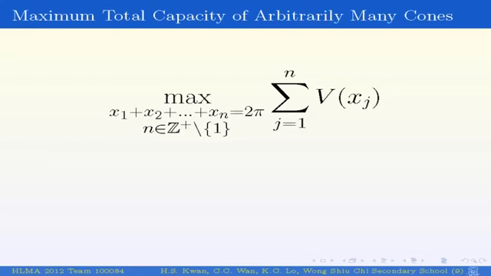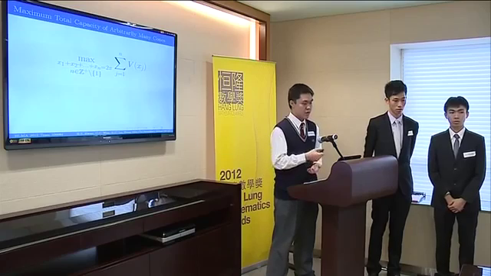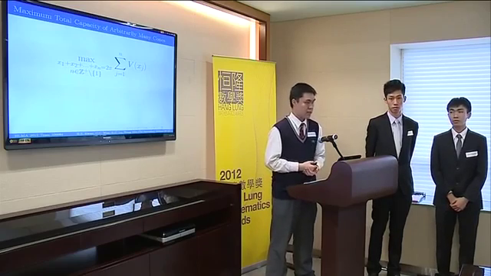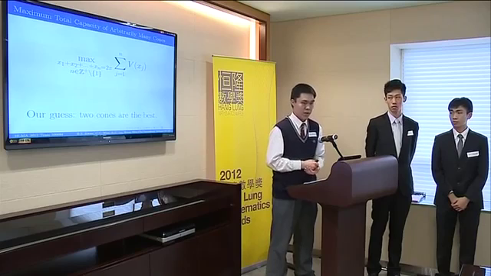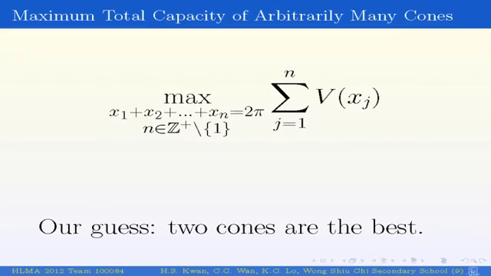Our objective is to compute this expression in order to have the greatest total capacity. We once used Lagrange multipliers to compute this, but it turns out to be very difficult to handle the case. Instead, we find with elementary calculus that two cones are the best. This important result will be included in the following combining theorem.